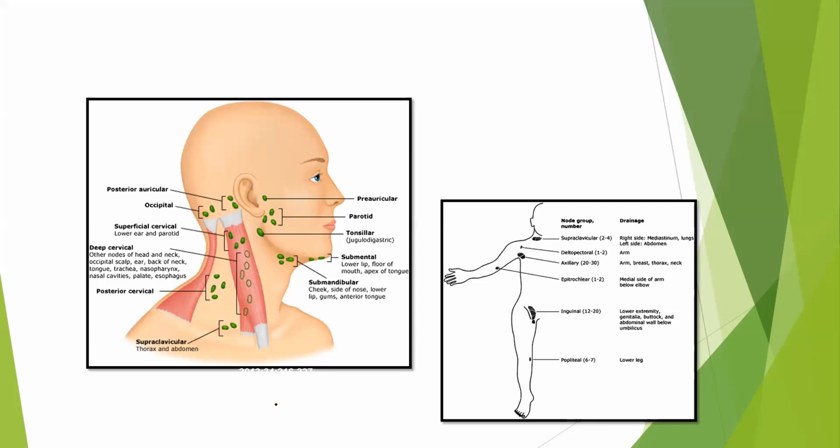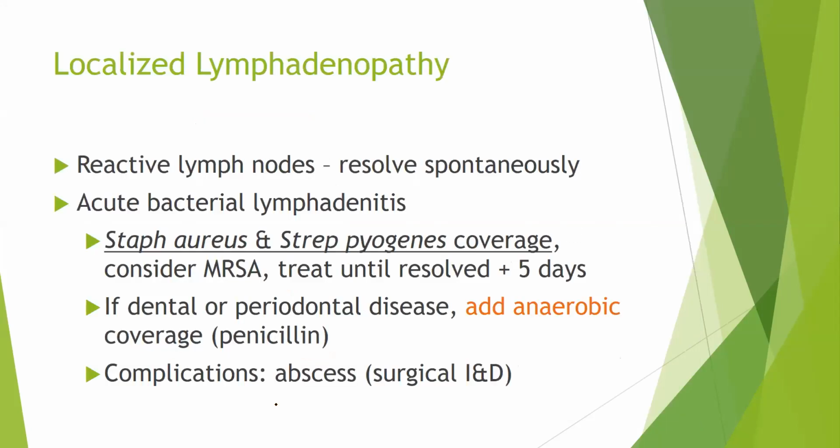So here's some of the distributions and where they're at. Localized lymphadenopathy, so reactive lymph nodes, these are going to resolve spontaneously. There is acute bacterial lymphadenitis, which is actually infectious. So Staph aureus and Strep pyogenes need to be covered here. We also want to consider MRSA. We should treat this infection until it has resolved for more than 5 days. If there's a dental or periodontal disease, we need to cover for anaerobic bacteria. So that's going to be your clindamycin, because anaerobes live in the mouth and in the foot. So don't forget that when you're thinking about coverage options.